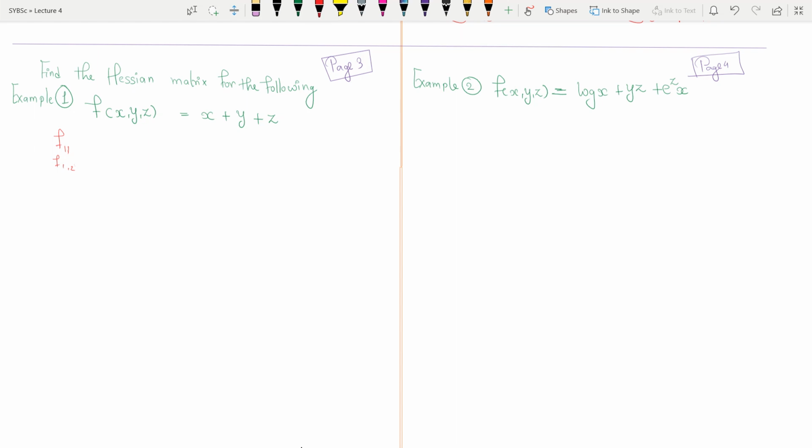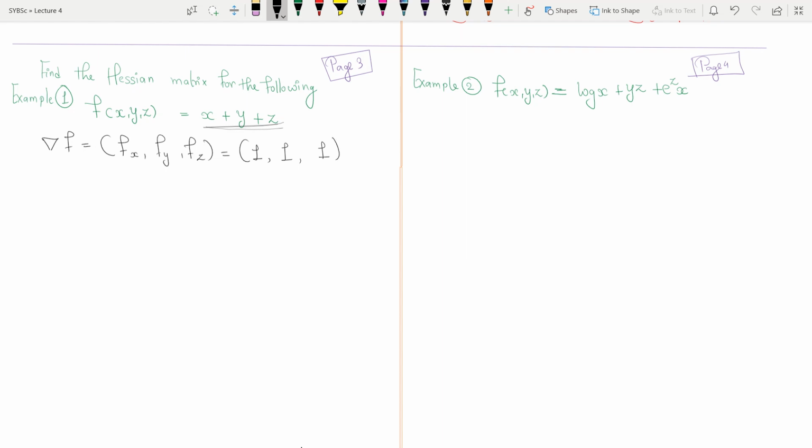And the other way is to go by way of the gradient. I feel that is really easy. So I'll just find the gradient of f. What is the gradient? It is nothing but partially differentiating f with respect to x, then with respect to y, and then with respect to z. If I partially differentiate this with respect to x, I get 1. With respect to y, I get 1. With respect to z, I again get 1.